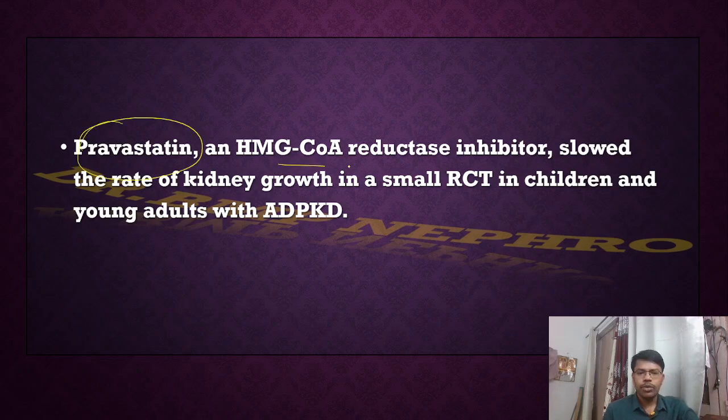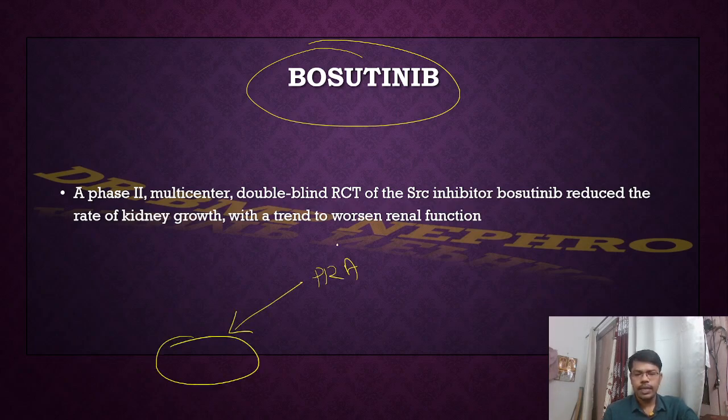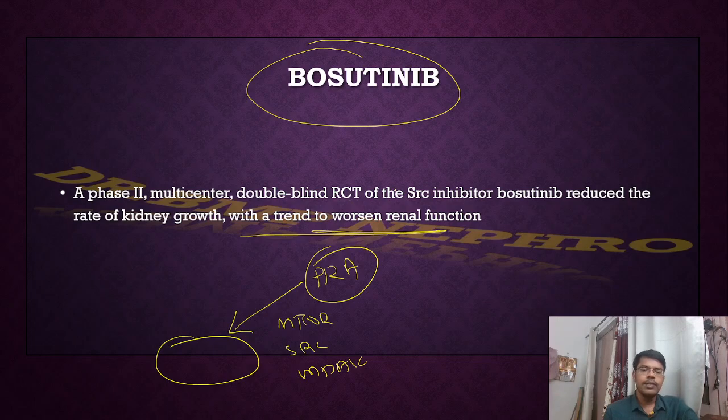A statin group, HMG-CoA reductase inhibitor, has been used in a particular trial and has shown some proven benefit in a small RCT. Bosutinib: as we saw in the protein kinase A, below which there is a pathway. In that mTOR was there, SRC was there, all of which lead to cell proliferation. Protein kinase A, mTOR, SRC, MAPK. This all led to activation of cell proliferation. So blocking this causes inhibition of cell growth. So bosutinib is a kinase inhibitor, which is also being tried.